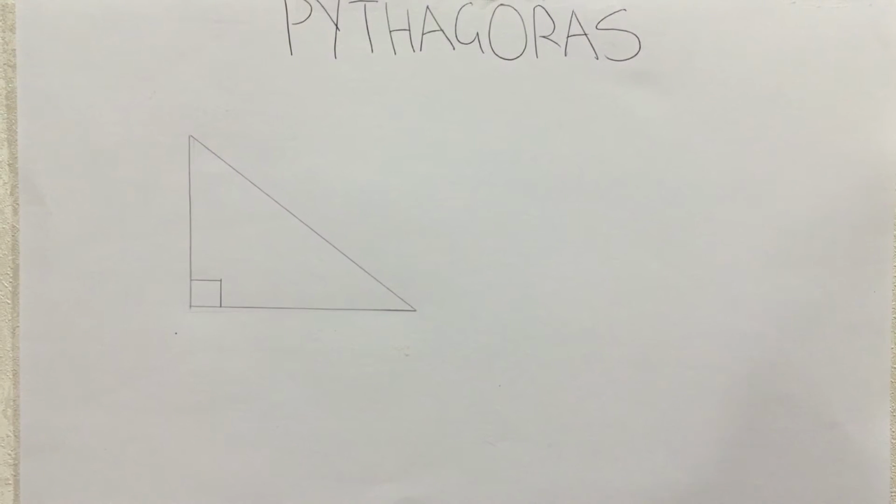Hi everyone, this video is going to be about Pythagoras Theorem and how to solve problems using it. Pythagoras is used in right-angled triangles where you know two sides but need to find out the third.